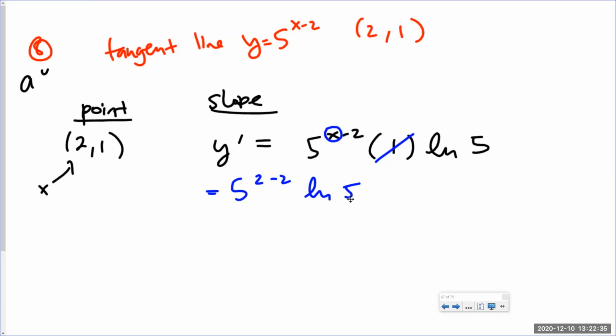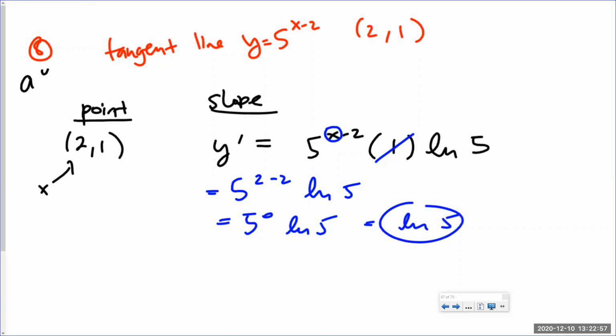It is ln of 5. If you change it to a decimal, then now you have something inaccurate. Does that make sense? You're fine with ln of 5. Well, I'm fine with it. 2 minus 2 is 0. Still, we're multiplying everything together. What is 5 raised to the 0? 1. So do you see that this is really just ln of 5?